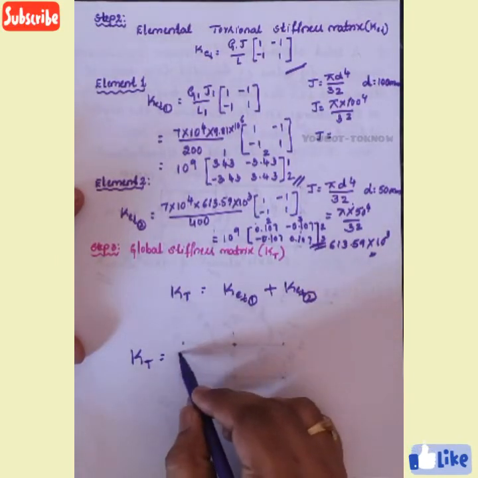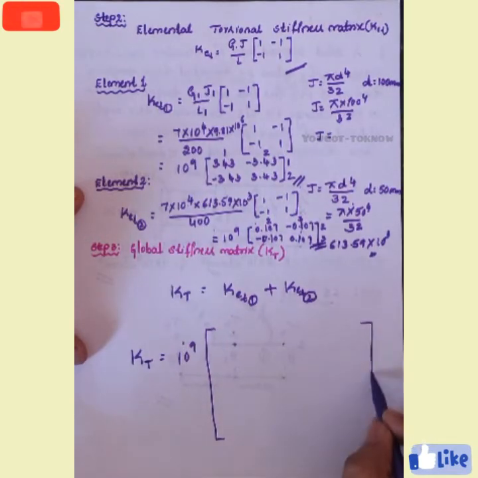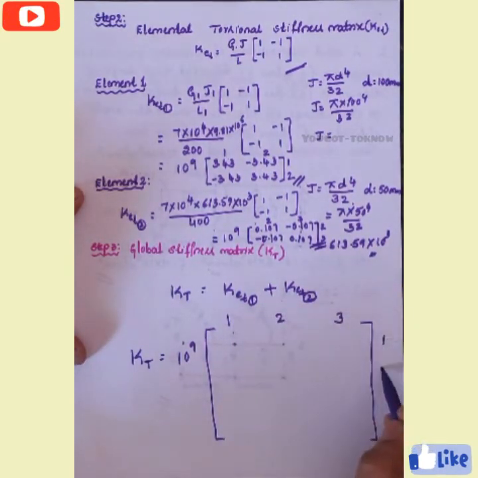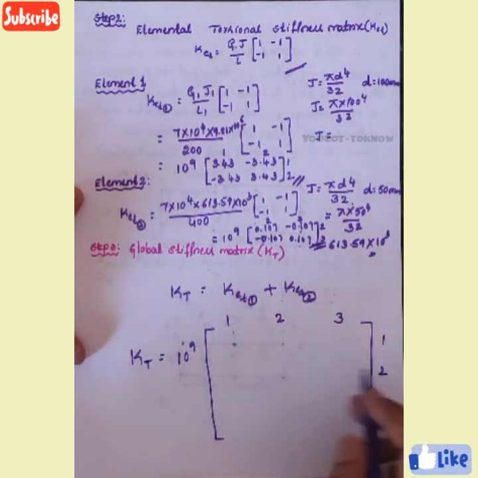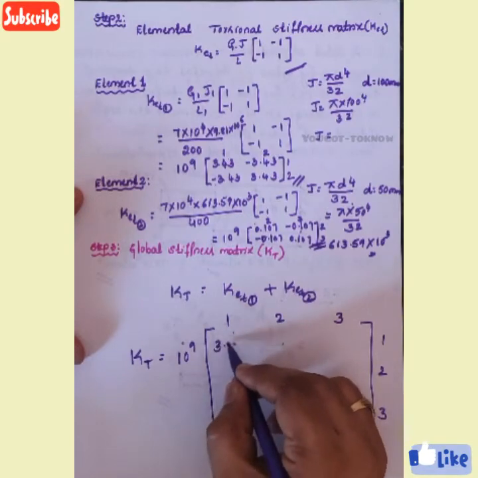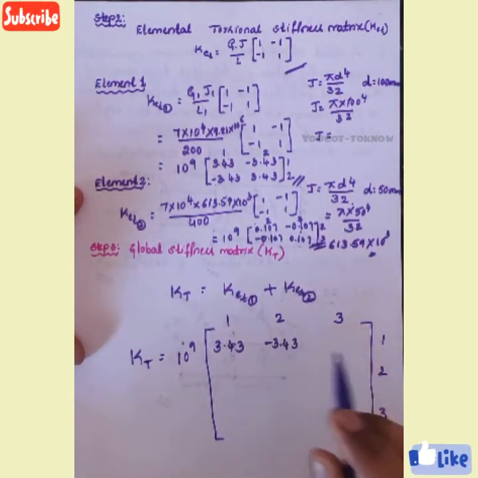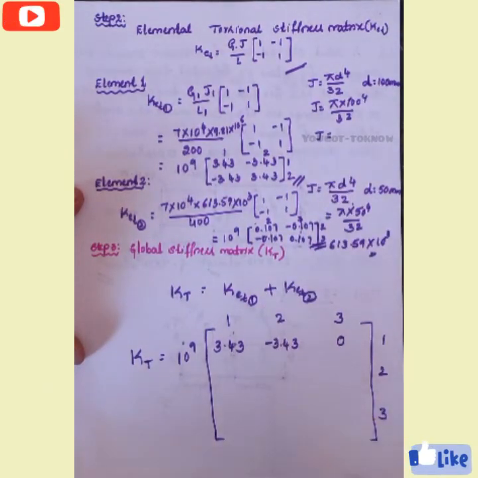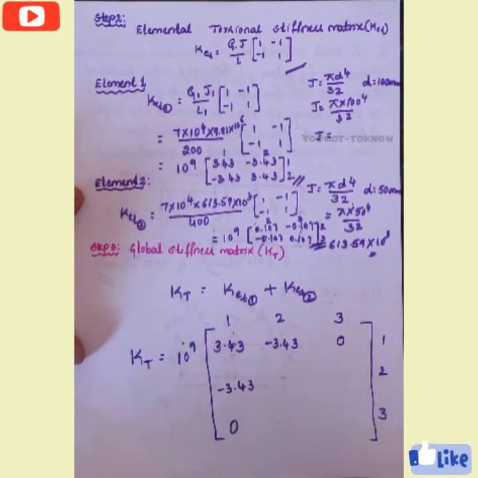Now, how to write this? Keep your 10 power 9 common. This is almost similar to your bar element. Number of nodes 1, 2, 3, 1, 2, 3. Now what are the values? First value 1 cross 1, if you observe, is 3.43. 2 cross 1 is minus 3.43. Then 3 cross 1, I think no value is there in both. 3 cross 1 is 0. First row should be equal to first column because of the symmetric nature of the stiffness matrix.